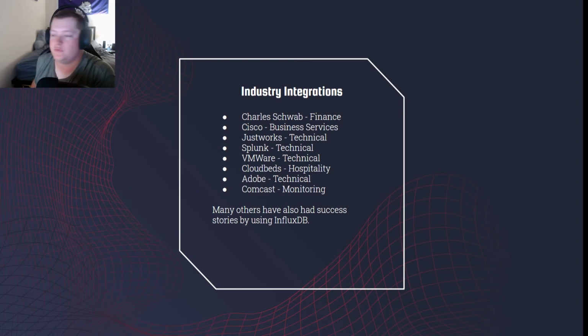As for example, like I listed here, you have finance with Charles Schwab, business services with Cisco, many technical companies such as JustWorks, Splunk, VMware, and Adobe, VMware and Adobe being two larger companies that many people have heard of. And then you have Cloudbeds for hospitality, basically being able to understand how many people are using their service at a given time, or how many people are staying in a certain place during a given time, the whole nine yards. And then you have Comcast, a networking company with TV channels and TV shows, the whole nine yards. They can monitor watch time and the amount of people who've watched at a given time during certain events, the whole nine yards.